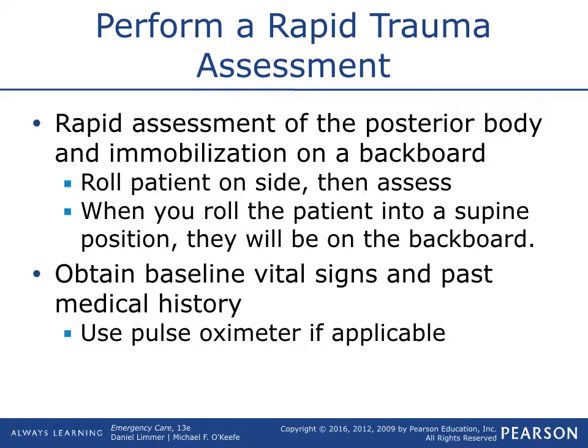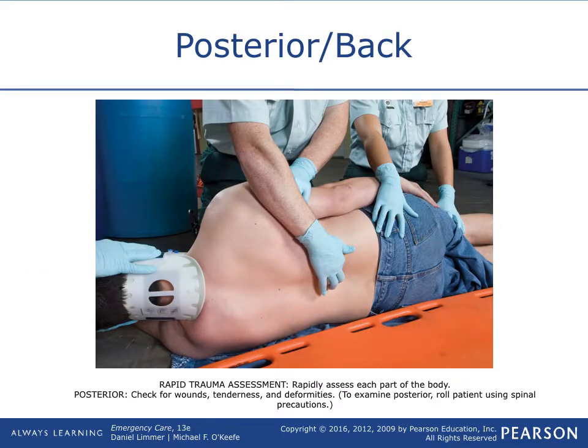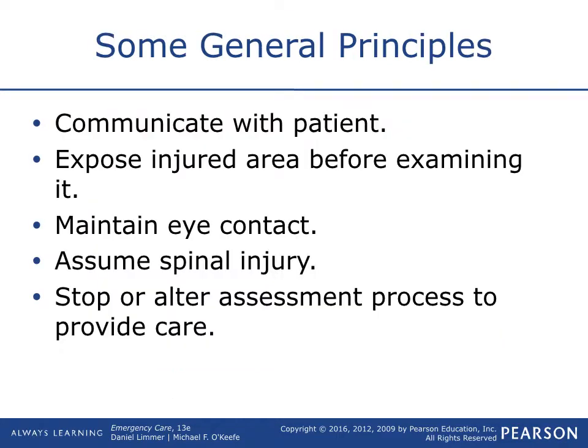Rapid assessment of the posterior body and immobilization on a backboard. Before you board them, feel down, roll the patient on their side, and check out that back all the way down. Then lay them down in a supine position and obtain baseline vital signs and past medical history. Use pulse ox if applicable. You lay them on the board, now they're secure, and note any findings. People don't do this as much as they should, but you want to find any deformities in that back before you lay them on that board, because they're going to be there for the duration.